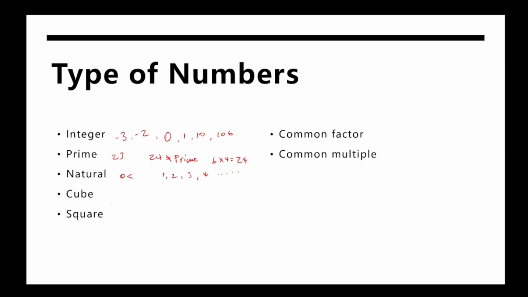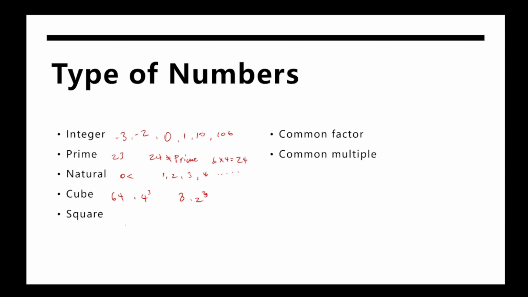Now, cube numbers. Cube numbers are numbers that are the cube of another number, another integer to be precise. An example would be 64. It is 4 cubed, or 8. It is 2 cubed.